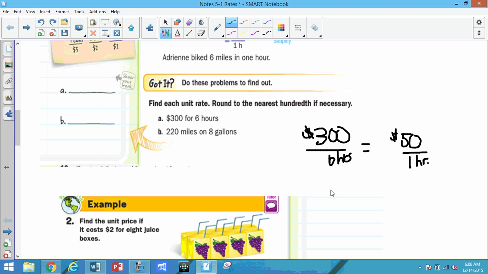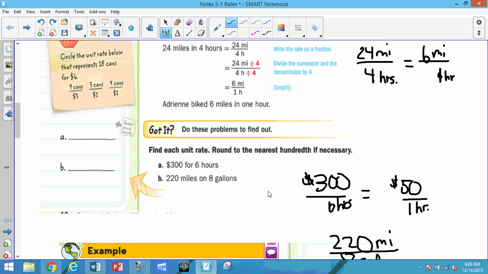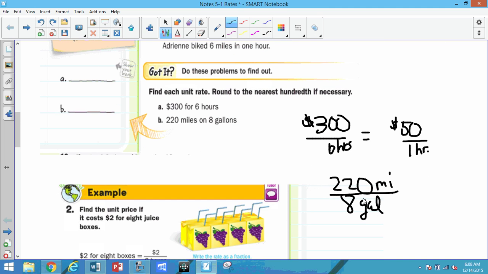Your second one, B, is 220 miles over 8 gallons. Now, I need to make this a unit rate, a rate of 1. So I have to divide both by 8 to make this a 1, because the only way to get this 8 to be a 1 is to divide it by 8. So it becomes 1 gallon. And then if you divide 220 by 8, you end up with an answer of 27.5.